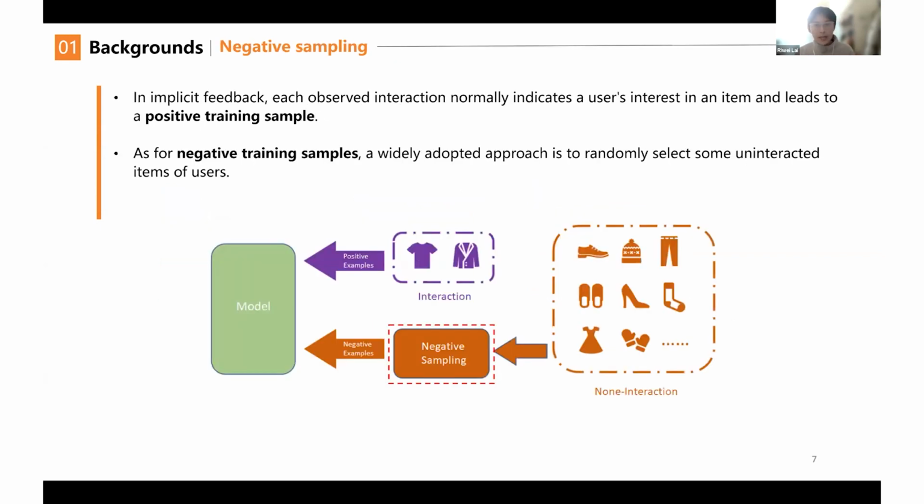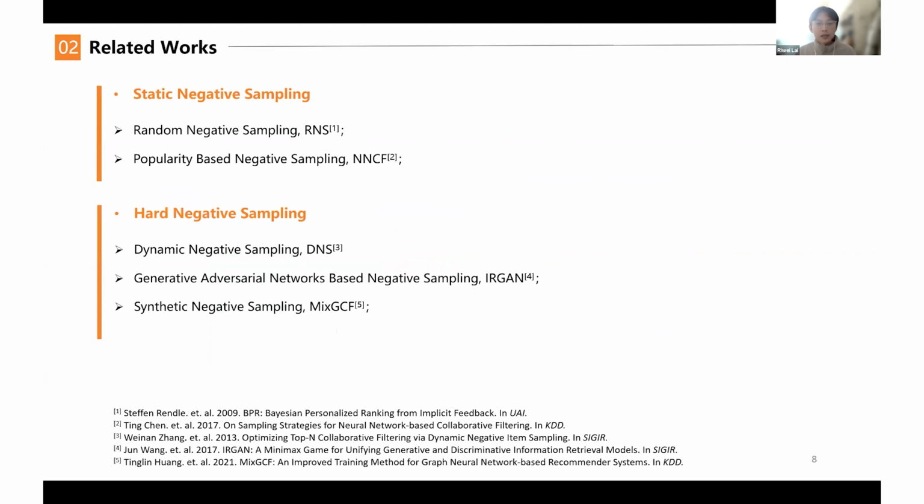In implicit feedback, each observed interaction is regarded as a positive sample, and a negative sample is selected from the uninteracted items, which is called negative sampling. So far, about 2 lines of negative sampling methods have been proposed. The first is static negative sampling, which selects negative samples based on a static distribution, like a random distribution or a popularity-based distribution. The other line is hard negative sampling, which oversamples hard negative items during the training process. Here, hard negative items refer to those with a higher probability of being positive according to the model.